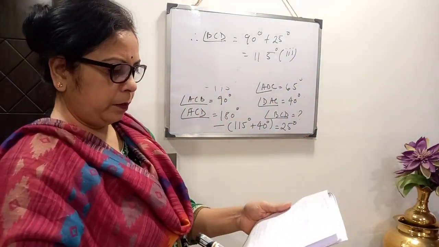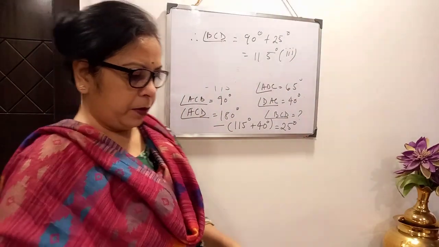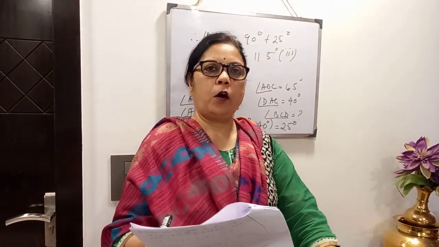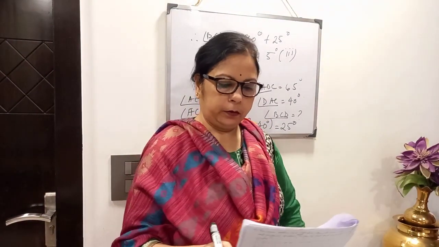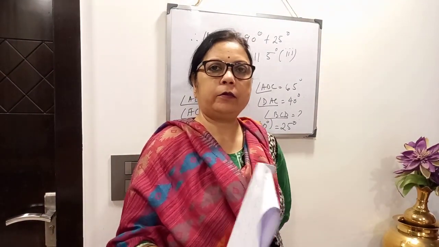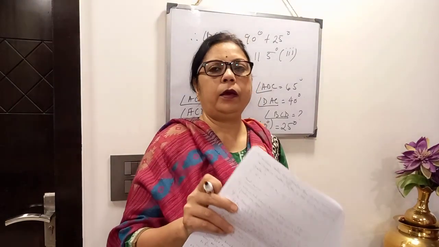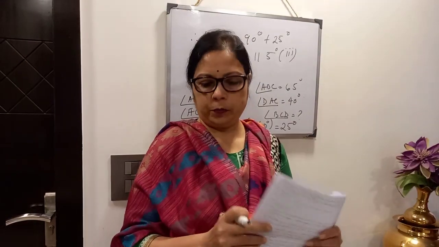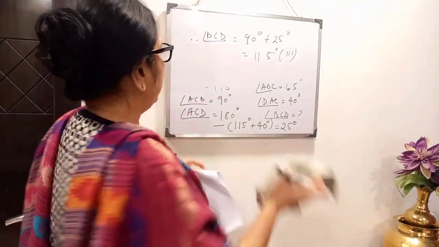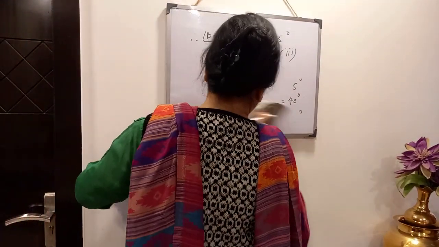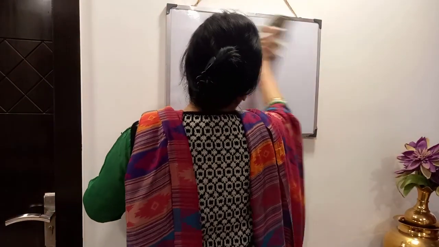So in all the problems you are seeing what we are doing: we are applying that the sum of opposite angles of a cyclic quadrilateral is 180 degrees. Clear? And the angle at the center is double the angle at the circumference. These two properties we had applied. Now the next one, the SAQ part.